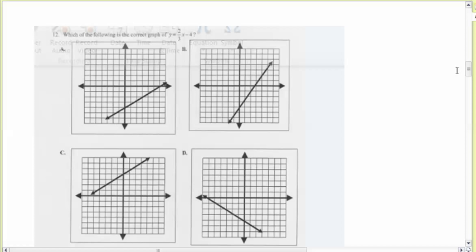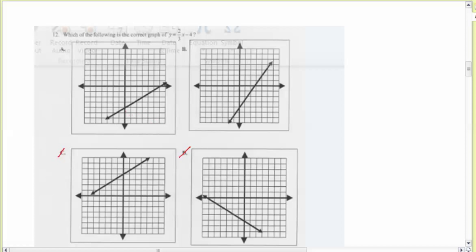Alright, the next one. Which of the following is the correct graph? So I'm looking for a beginning point of negative 4, and my slope is positive. So this is a positive slope, positive slope, positive slope. This is a negative slope, so I'm going to get rid of the D. The D will not help me. I'm looking for a negative 4. This is a negative 4. This is a negative 4, but this is a positive 4. So I got rid of this C and the D.